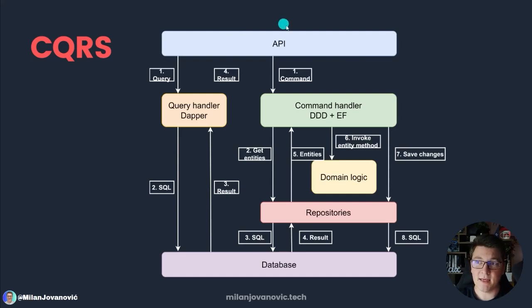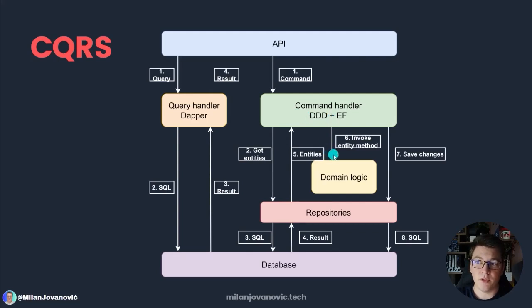On the command side, we have a similar approach. A command comes in from our API. It gets delegated to the command handler using Mediator. The command handlers are going to use our rich domain model built with domain-driven design and Entity Framework. We are going to use our repositories to send SQL queries to the database. This is going to return back our entities and populate our rich domain model.